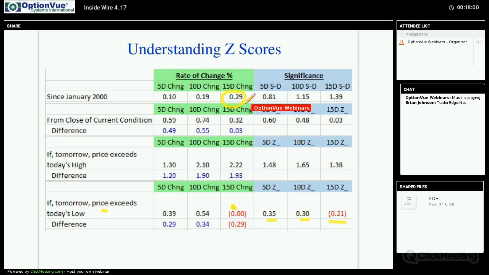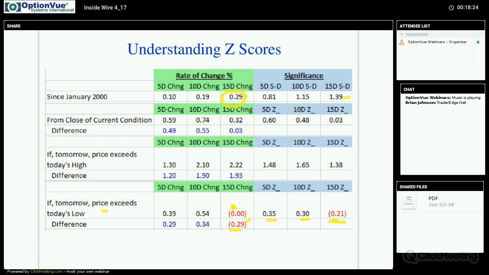Okay, that's actually 0.29% underneath the mean. Now you're at minus 0.29. You take minus 0.29 divided by 1.39, you get a minus 0.21. You're basically about a fifth of a standard deviation to the downside. Okay, that's kind of where you're at.